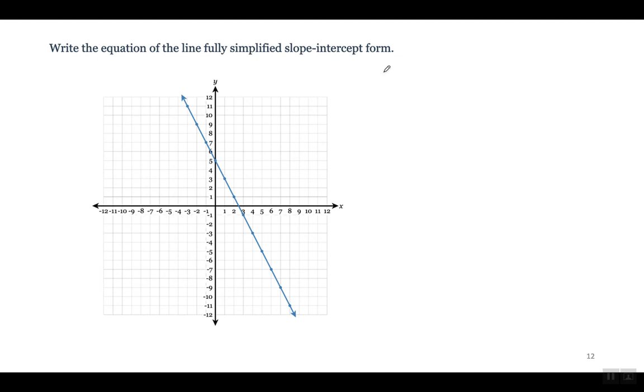Okay, next one. My y-intercept is positive 5. The slope, the line is going down from left to right, so the slope has to be negative. If I pick, let's say, this point and this point, the rise is going to be from positive 9 to positive 3, which is a distance of 6.